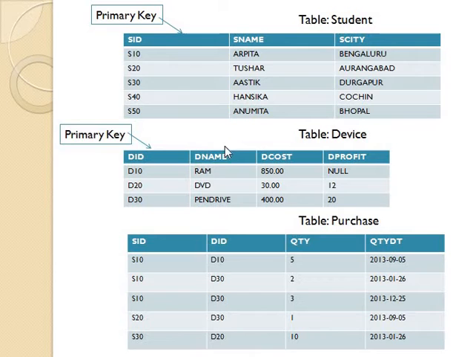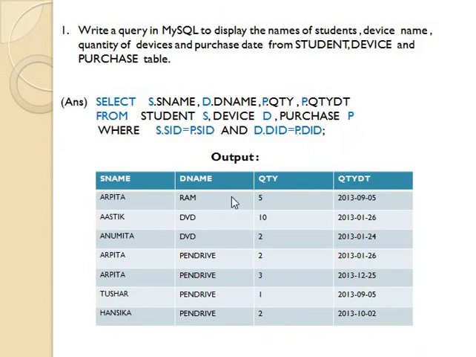And once we have found that the device name is RAM for the DID value D10, then for the same DID value D10, we can also find the QTY and the QTY DT value. That is, for the device ID D10, the QTY value is 5 and the QTY DT value is 2013-95. That's why in this output table, the first Arpita entry, whose device name is RAM, has the QTY value 5 and QTY DT value 2013-95.